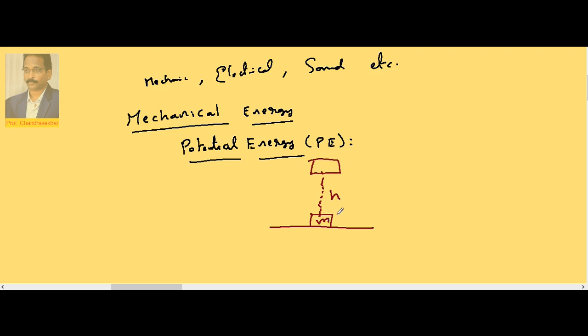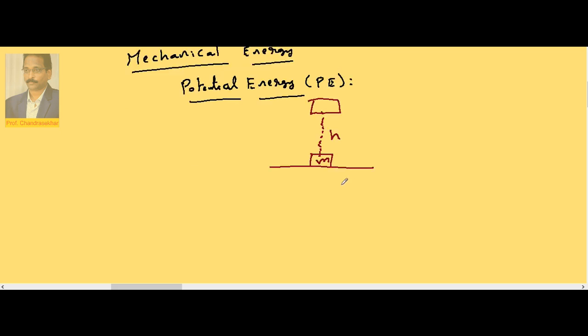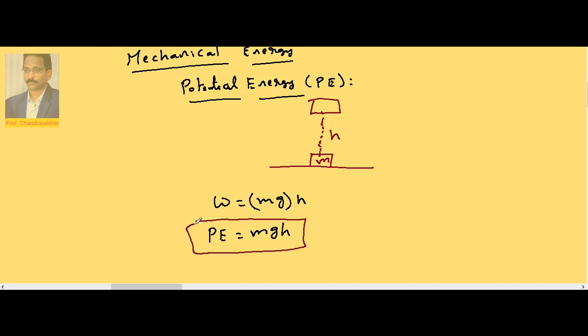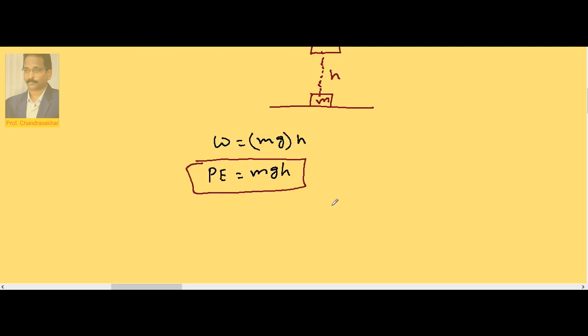What is the work done by the gravitational force in lifting? So W is equal to mg, the force applied, times h, the displacement. Total work done is potential energy. When a body is lifted from the ground, due to the change in its position, the energy gained or associated with it is called potential energy, which is equal to mgh.